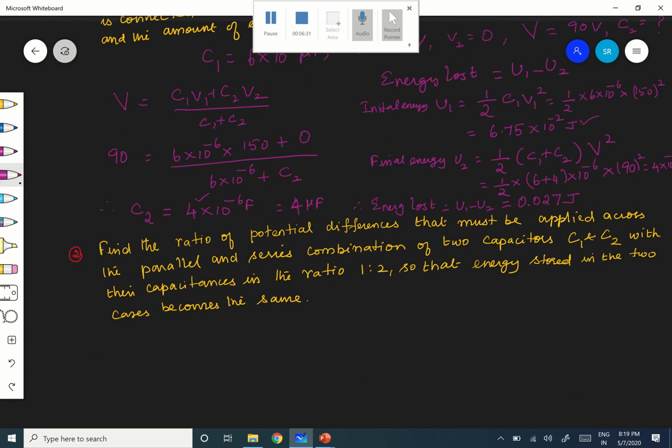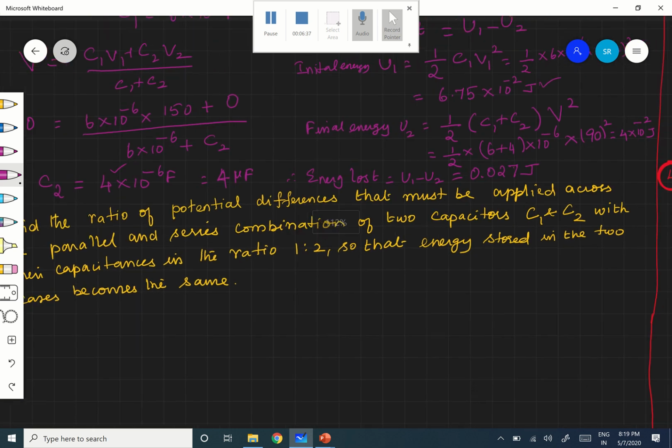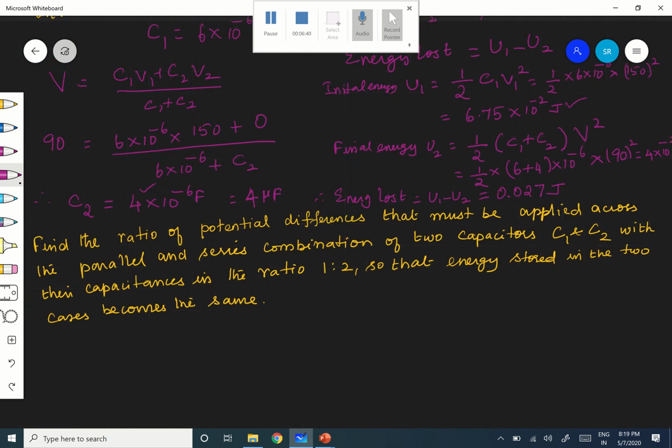Next problem is also a very simple problem. Find the ratio of potential differences that must be applied across a parallel and series combination of two capacitors C1 and C2 with their capacitance in the ratio 1:2, so that the energy stored in the two cases becomes the same.